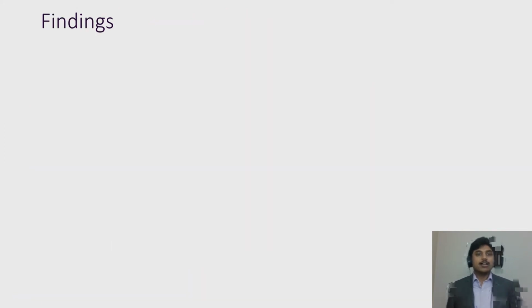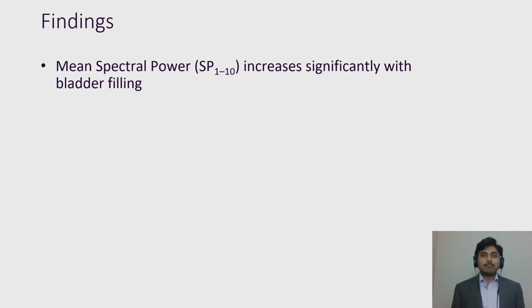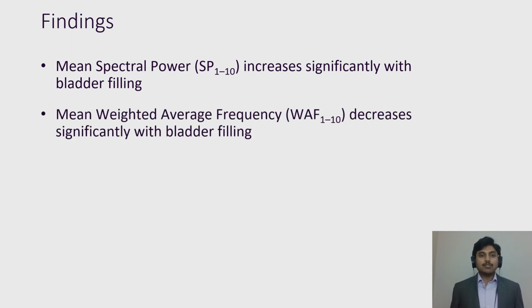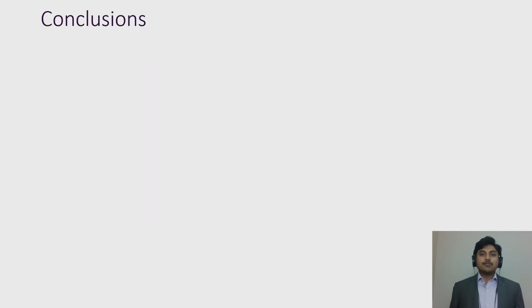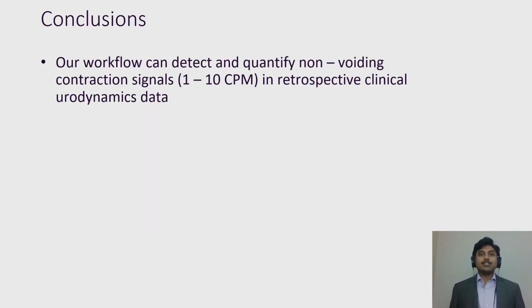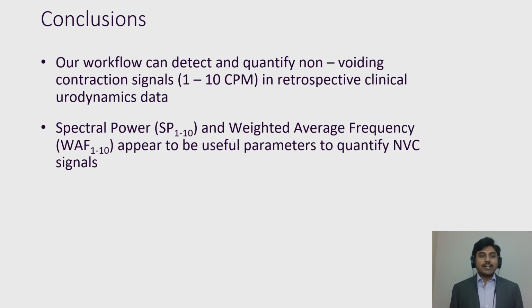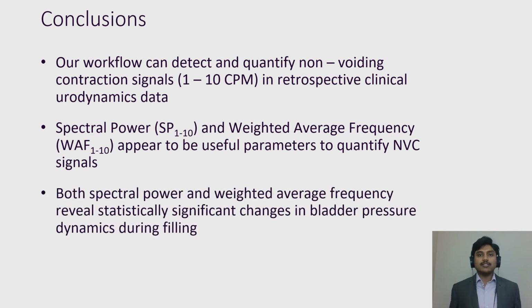To summarize our findings, we see that spectral power is increasing significantly with bladder filling, while the weighted average frequency reduces with bladder filling, and both quantities are showing statistically significant variations between initial and final fill segments. To conclude, we have established a workflow that can detect and quantify non-voiding contraction signals from retrospective clinical urodynamics data, and spectral power and weighted average frequency appear to convey useful information about non-voiding contraction signal changes that occur as a consequence of bladder filling.